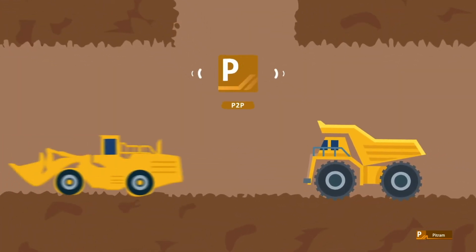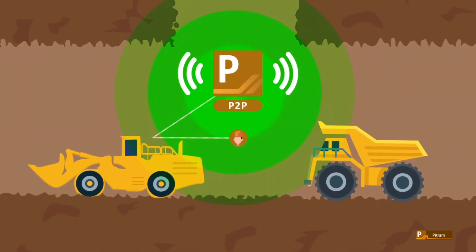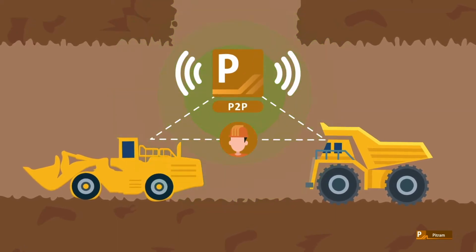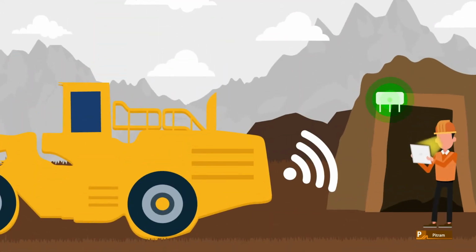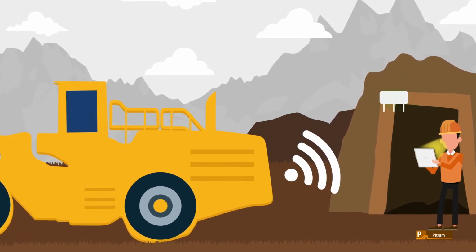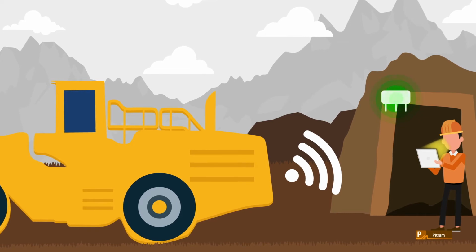Pitram's new peer-to-peer functionality bridges this gap by connecting people and equipment in areas of no Wi-Fi coverage to the rest of your operation. This enables a continuous flow of data and ensures you can make real-time decisions without your production coming to a halt.